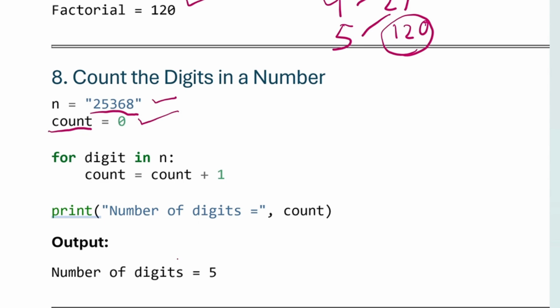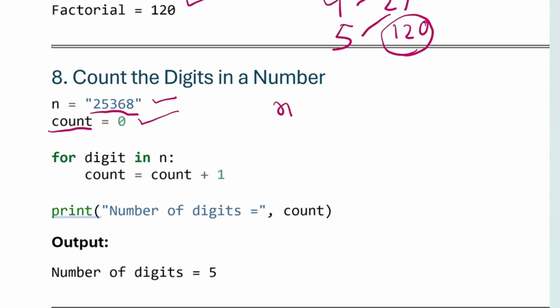Number of digits in 25368 is 1, 2, 3, 4, 5. There are 5 digits. So every time it will count, means plus 1. See, first time, the loop will continue up to 5 times. 1, 2, 3, 4, 5, 5 digits. So this will continue up to 5 times, and the number of digits equal to 5.